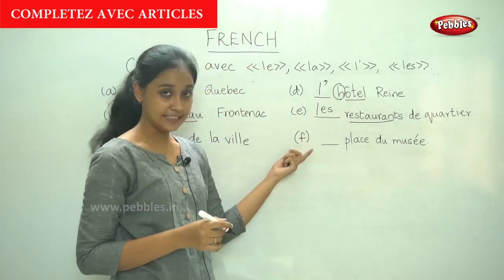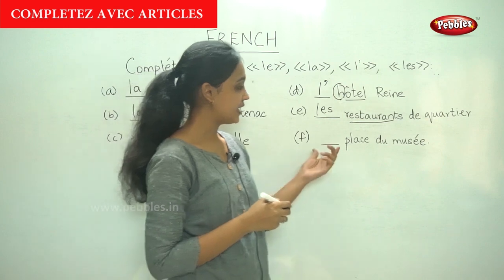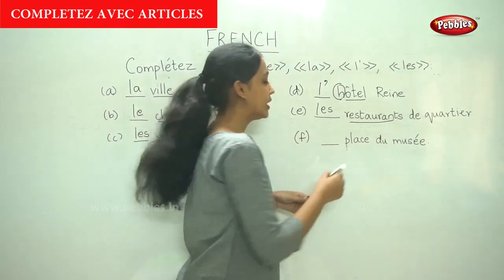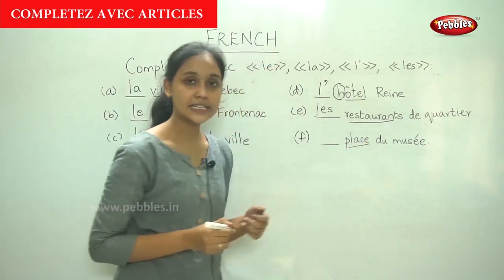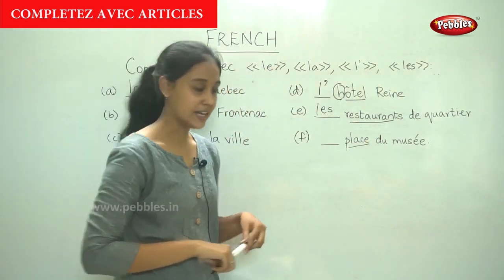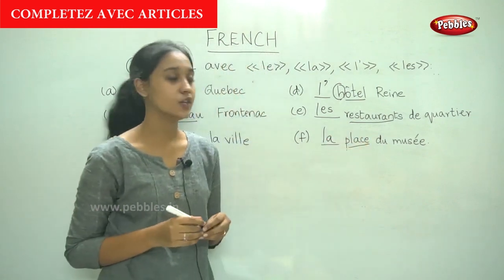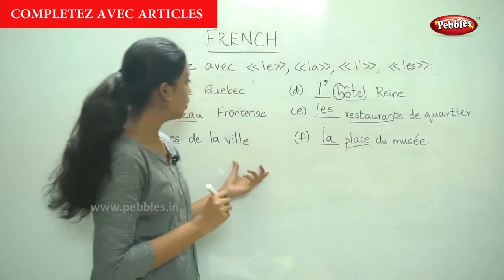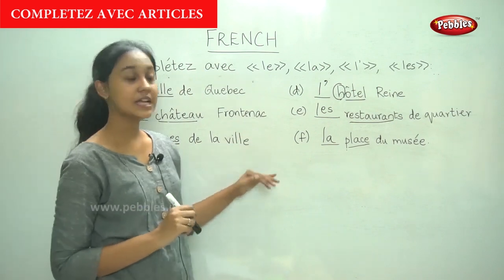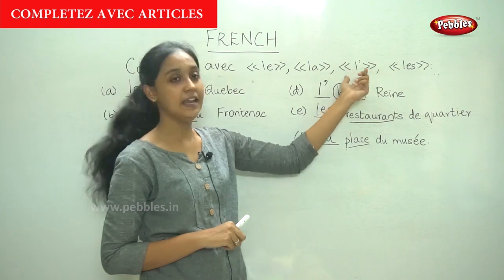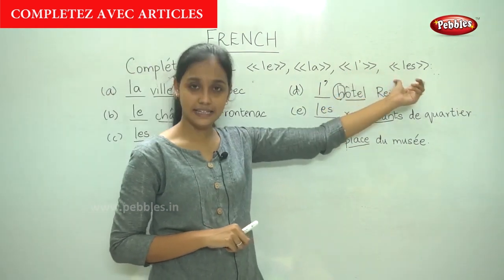And finally, the last sentence: dash place du musée. The word here is "place." It is in the feminine form, so we write "la." "La place du musée." So this is how we use the definite articles le, la, l' and les.